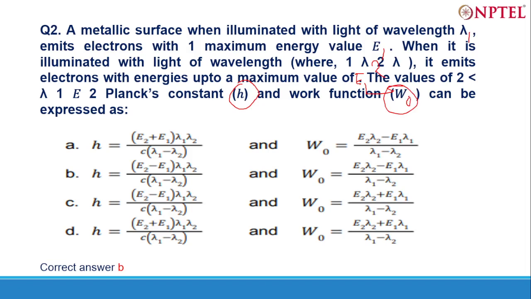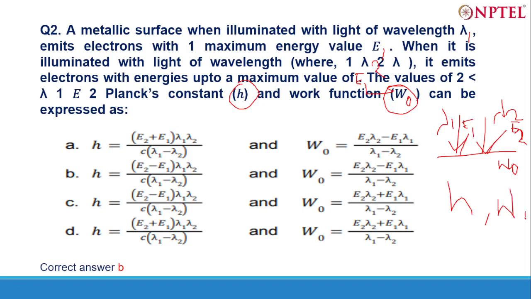So you have two rays, one is lambda 1 and another is lambda 2. When it strikes a metal having work function W0, the maximum energy for lambda 1 is E1 and for lambda 2 is E2. It is saying to use these values and derive a relation for Planck's constant h. You know Planck's constant? So derive the value of Planck's constant h and the work function of this metal W0.